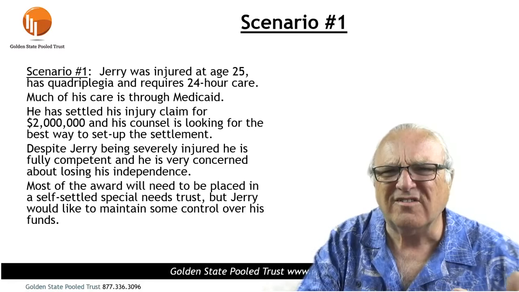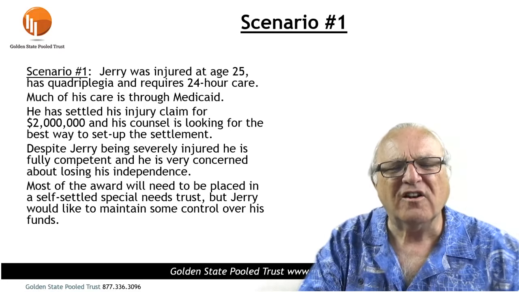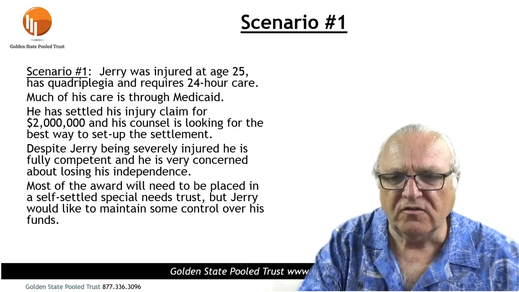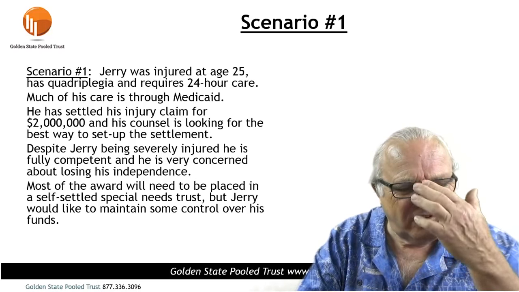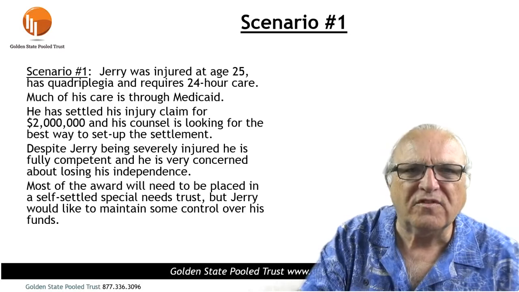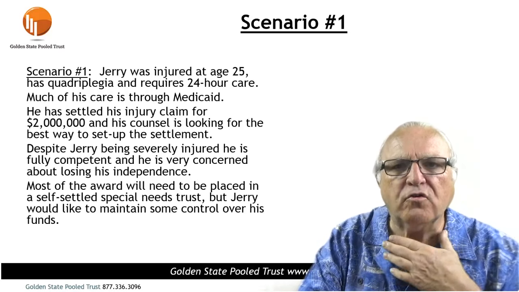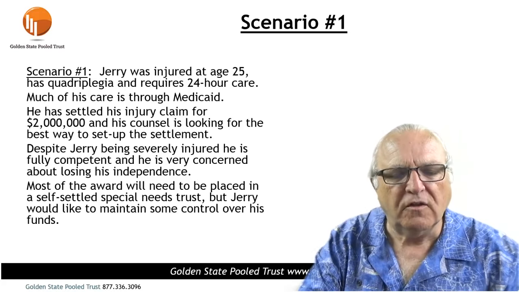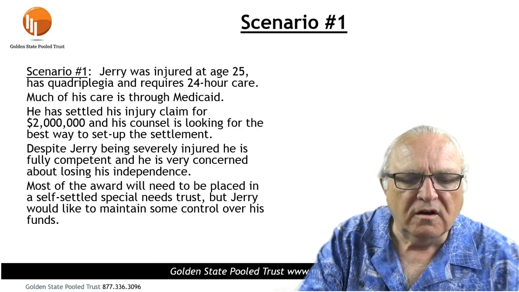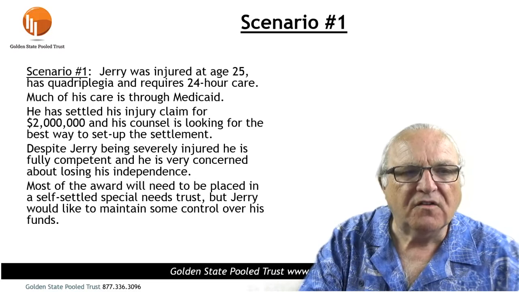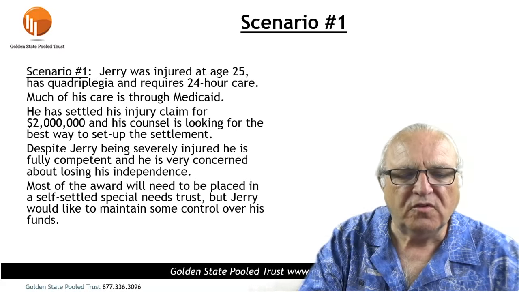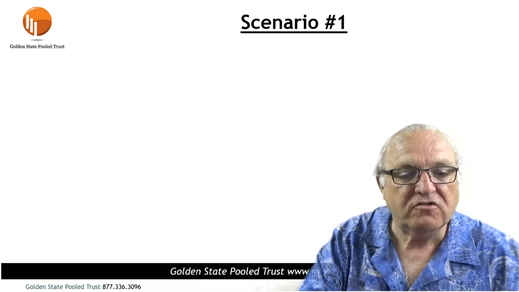Look at this situation in Jerry's case. He's not only lost control of major parts of his body, but he's about to lose control over the award, and that can be kind of difficult. One of the things that comes up with the special needs trust, of course, is the trustee has absolute discretion and the beneficiary has none. So you could understand why Jerry would like to have some funds that he'd be able to use without having to ask his trustee's permission.